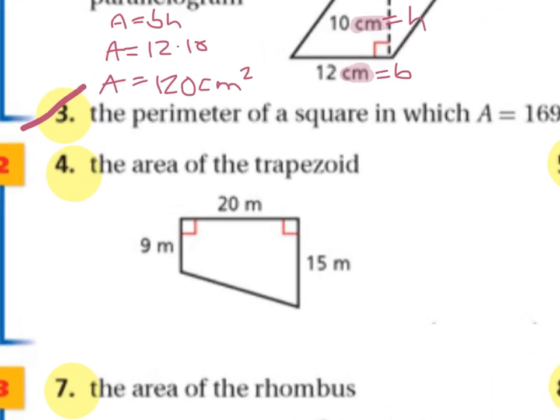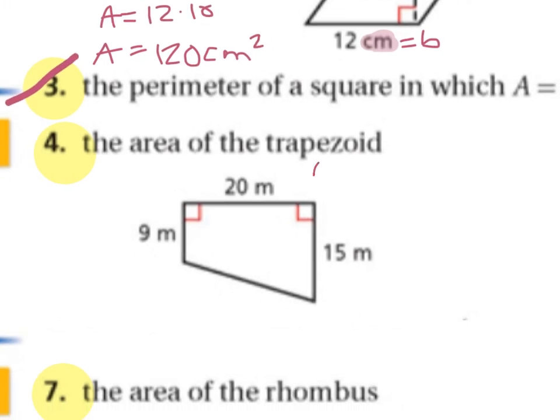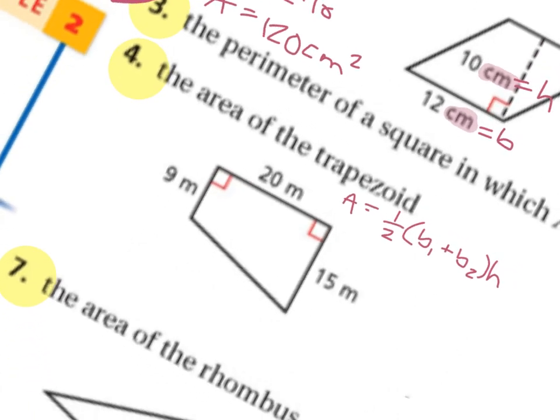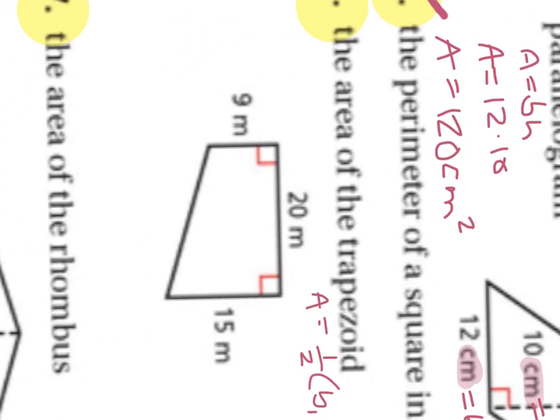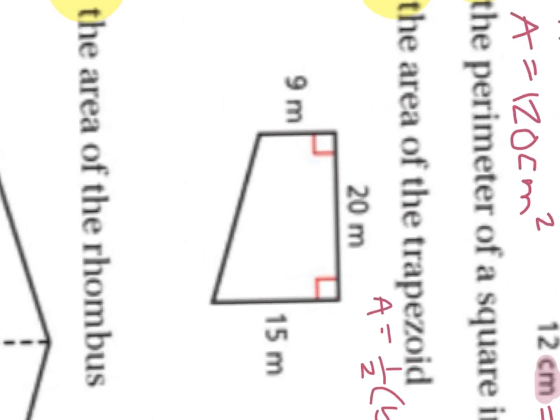So 2 and 3 were in the last video, so I'm going to go to 4. The area of the trapezoid. We know that the area of a trapezoid is 1/2 base 1 plus base 2. So the average of the bases times the height. And the height needs to be the perpendicular altitude. So the line that intersects the base perpendicularly. So for this one, it would be best to flip the trapezoid on its side so it looks like this. Well, I didn't know I could do that in the video. So I'm just going to do this one sideways.